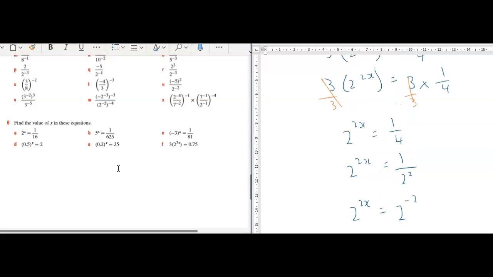All right, girls. If you're doing question E and question D, convert them into fractions. It'll make it a lot easier for you. So 0.5, write it as a half, and 0.2 is the same as a fifth, and it'll be a bit easier for you. And 25, you should write as 5 squared. Okay, so just a few hints for you.